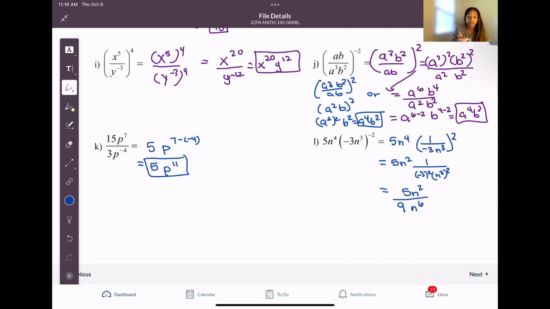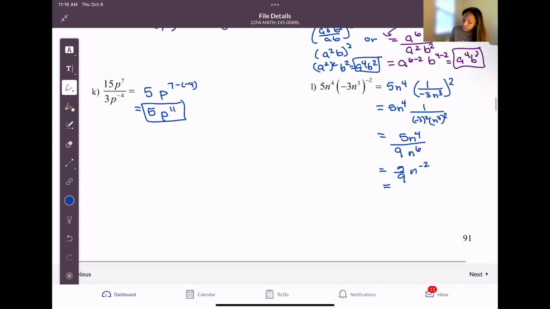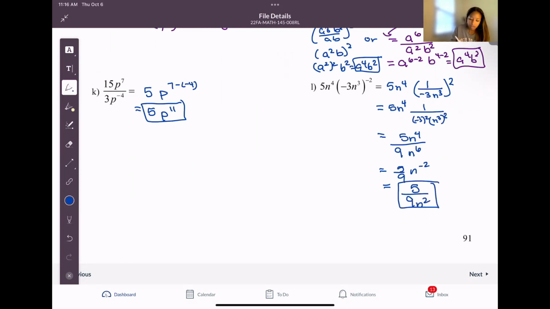I don't know why I made that n squared. It's supposed to be an n to the 4th. I just changed it to a 2 for no reason. So 5n to the 4th, that's right, over 9n to the 6th. From here, we can simplify the n's: n to the 4th over n to the 6th. This leaves us with 5 over 9 n to the negative 2nd power, or we can just move that n back down. So 5 over 9n squared would be our final answer.